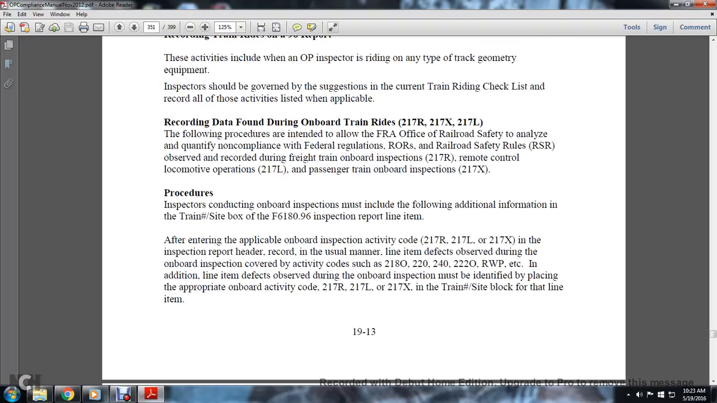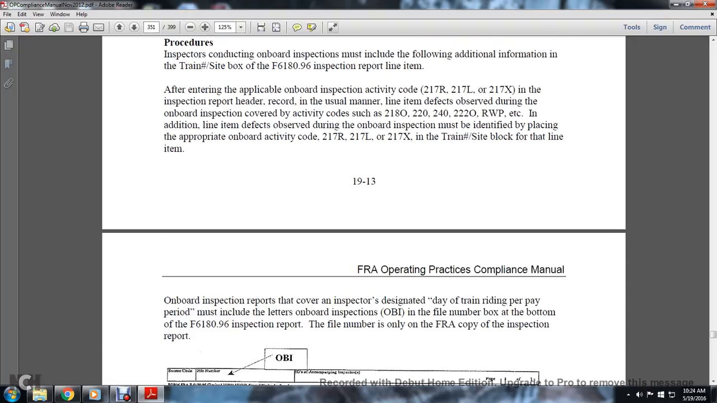Recording data found during onboard training: 217R, 217X, 217L. The following procedures are intended to allow the FRA Office of Railroad Safety to analyze and quantify non-compliance with federal regulations or railroad safety rules observed and recorded during freight train onboard inspections 217R, and record control operations 217L, and passenger train onboard inspections 217X.